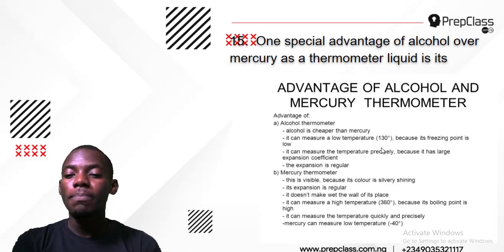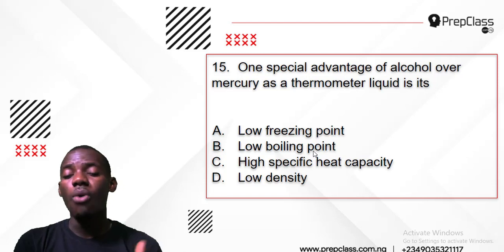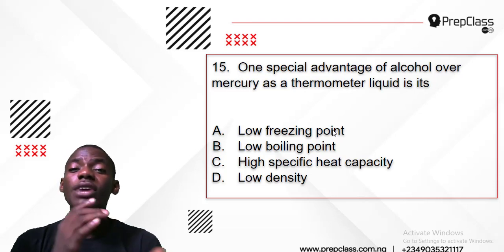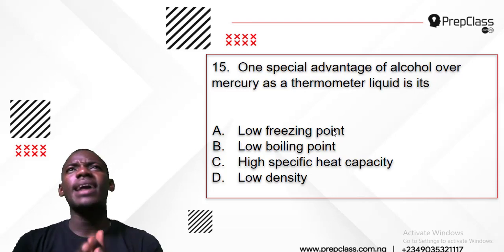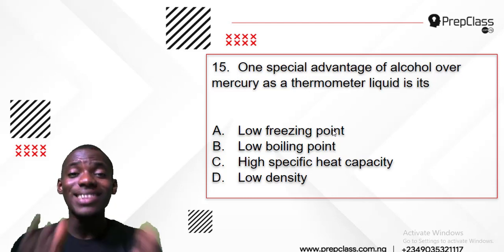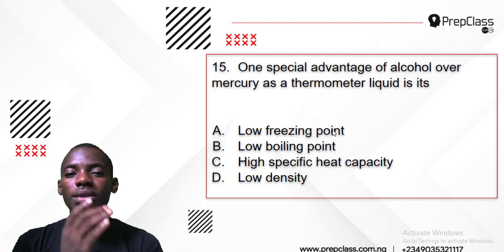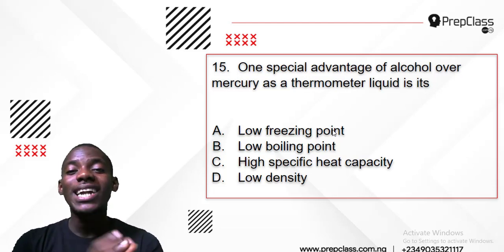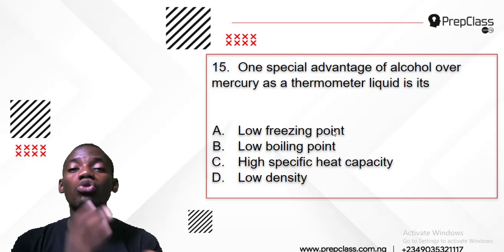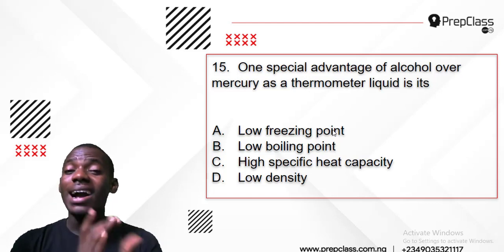Mercury can measure temperature precisely because it has a large, regular expansion coefficient. But the advantage of alcohol is that it has a low freezing point. It does not freeze easily, so it can measure very cold things. Like in Antarctica, it's always cold. You can't use a mercury thermometer there because it will not be able to take readings. You need an alcohol-in-glass thermometer because alcohol can handle cold substances and measure their temperature.